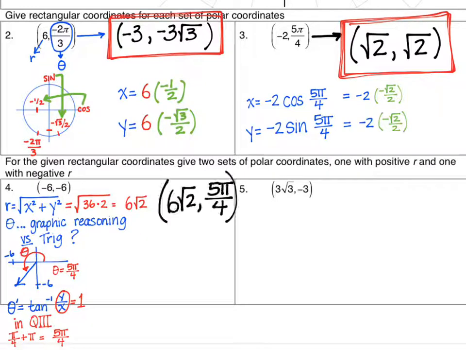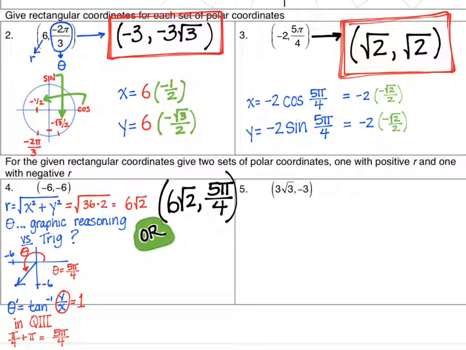I particularly like the graphic approach because, without a calculator, we're only dealing with angles that we know from the unit circle. So graphing it should give you an idea of whether it's going to be a perfect diagonal, something over 4, or whether it's over 6 or over 3. So we have our radius and our angle.